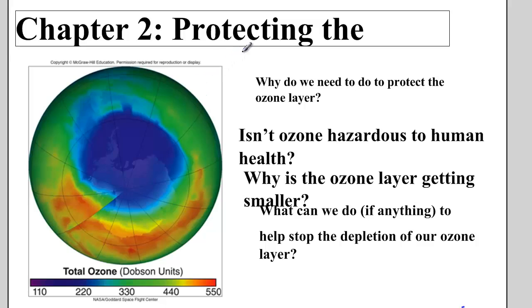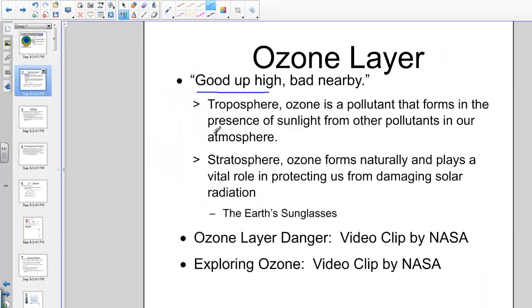So as we begin exploring protecting the ozone, and just thinking about the missing word there, the title of our chapter, Protecting the Ozone Layer. Why do we need to protect the ozone layer? What is its purpose? Isn't ozone hazardous to human health? And again, we'll explore where ozone is located, which certainly matters in terms of what part of the atmosphere. And why is the ozone layer getting smaller? And what can we do, if anything, to help stop the depletion of our ozone layer? These are the topics we'll be discussing through our lessons in Chapter 2.